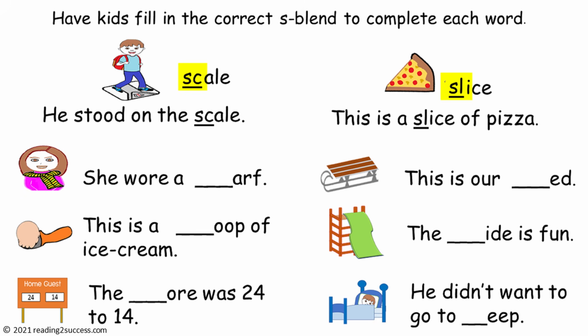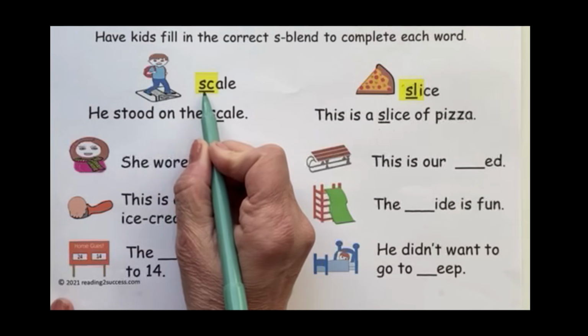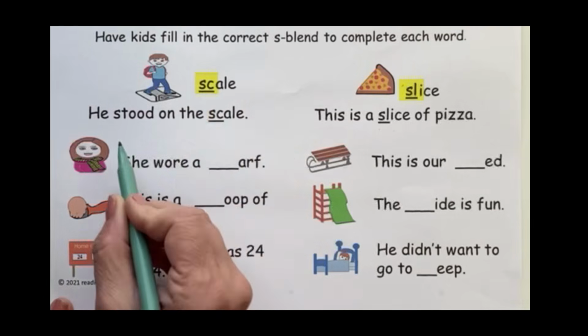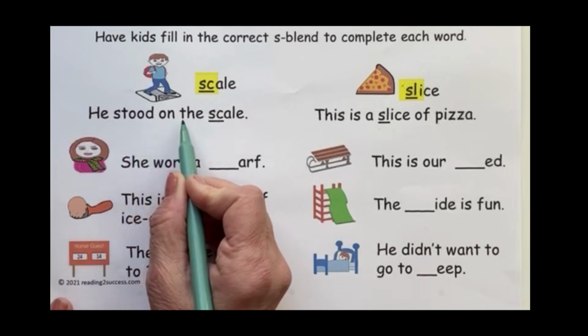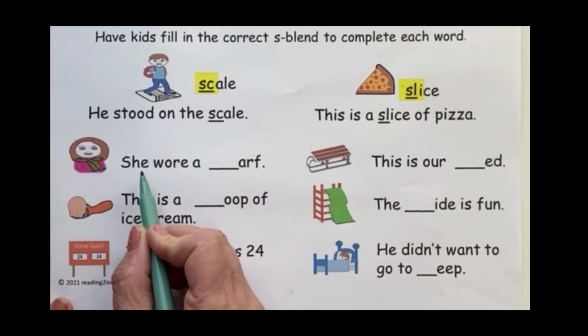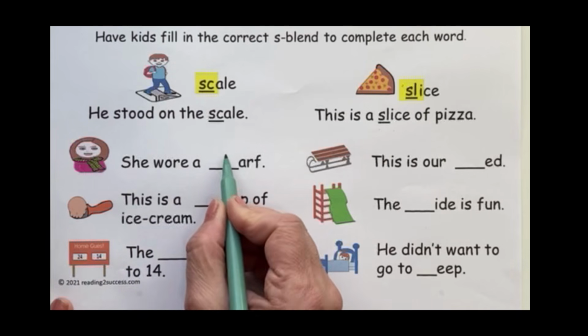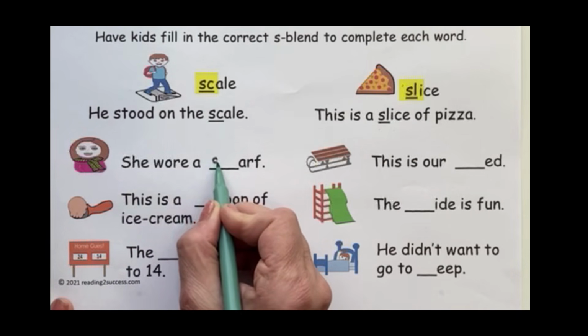This is the template for our first student practice page and our first demonstration lesson. Now have kids fill in the correct S blend to complete each word. We're going to begin with SC. He stood on the scale. This is a scarf. She wore a scarf. We have the ARF and we're going to add the SC.